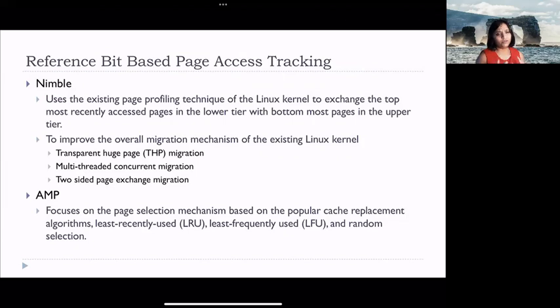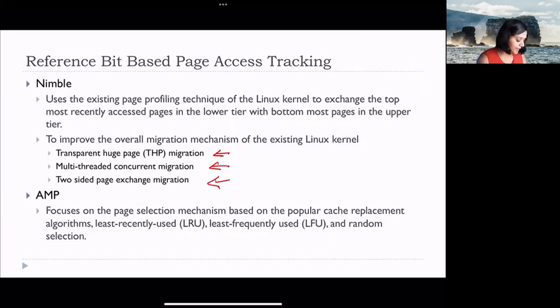It mainly focuses on, rather than identifying which page is more important than the other, the main focus of this work is towards improving the mechanism of implementing this thing itself. So it improves the overall migration mechanism of existing Linux kernel, and it proposes things such as transparent huge page migration, multi-threaded concurrent migration, two-sided page exchange migration, etc.